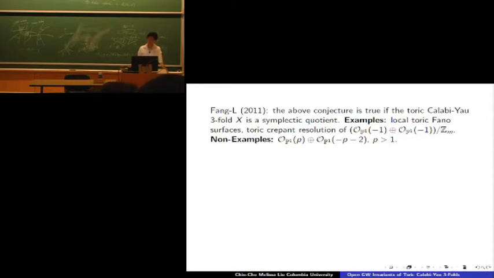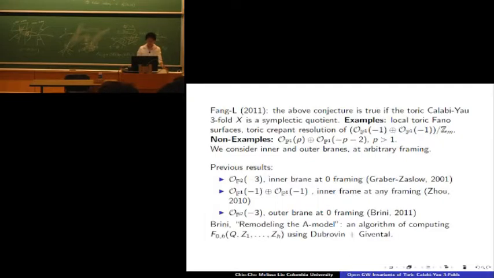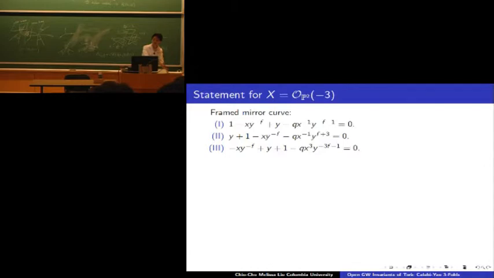So there are some previous results. The first one is by Graber and Zaslow. They consider inner branes at zero framing. And more recently, there are results by Gel for the resolved conifold, and Brini. But actually, the scope of Brini's paper is much larger, and this is just a small piece of his paper. So in his paper Remodeling the A-model, he describes some algorithm of computing F_{0,h}, sphere with h-puncture amplitudes, using Dubrovin and Givental's work. So let me give you the statement.